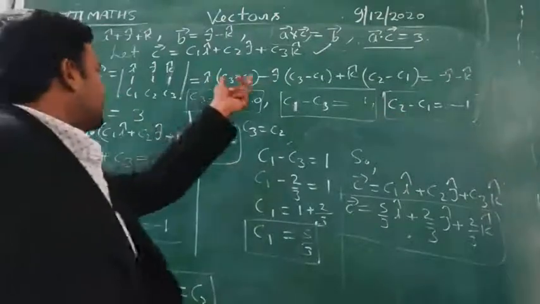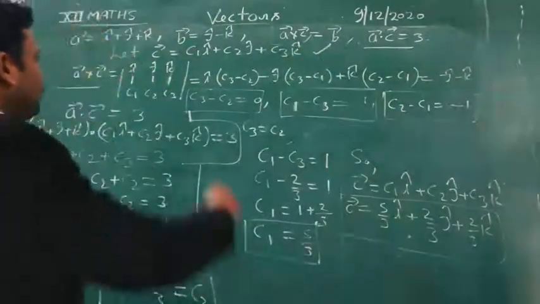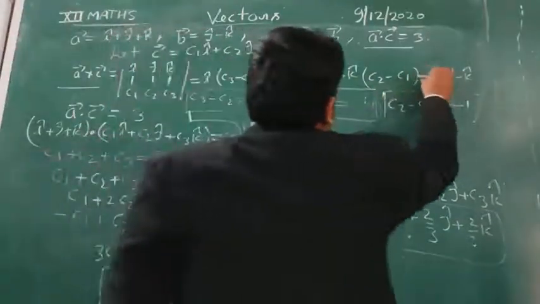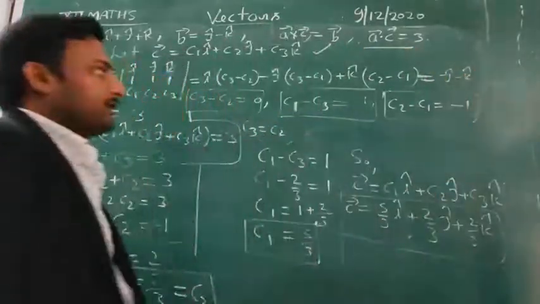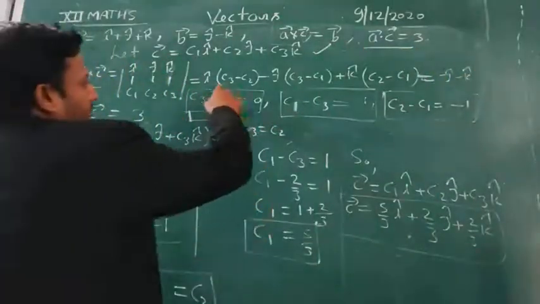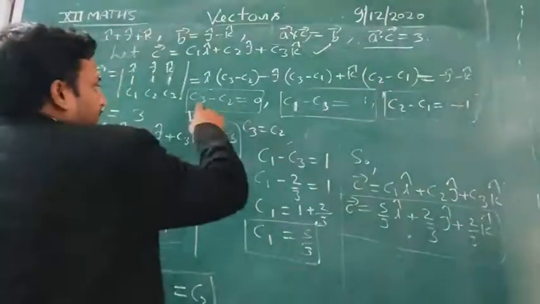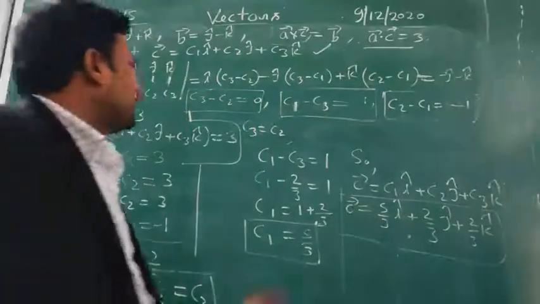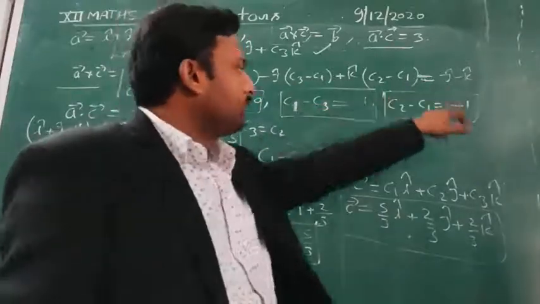We are getting this, and the condition is given: A cross C is equal to B. So this A cross C, when we expand, we get this, and this is equal to our vector B, which is j minus k. Now we will compare both sides. On the right hand side there is no i, so we write C3 minus C2 is 0. Coefficient of i is 0, and coefficient of j is C1 minus C3, which is equal to minus 1.